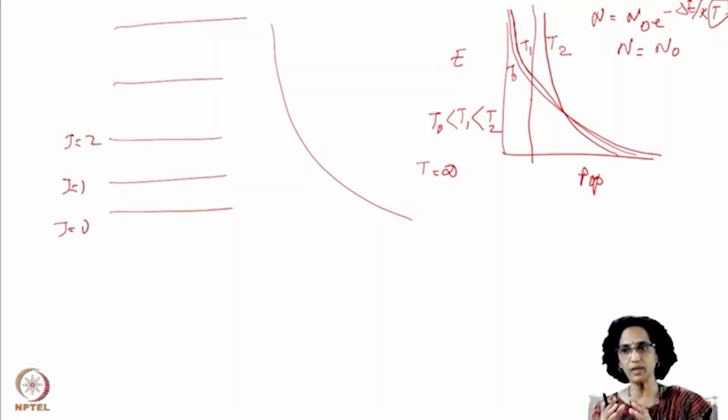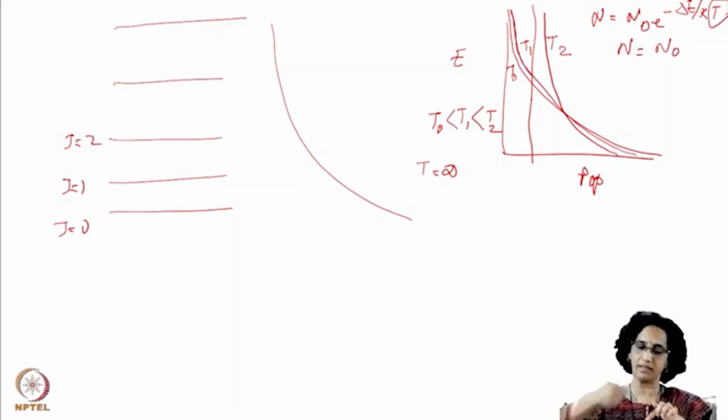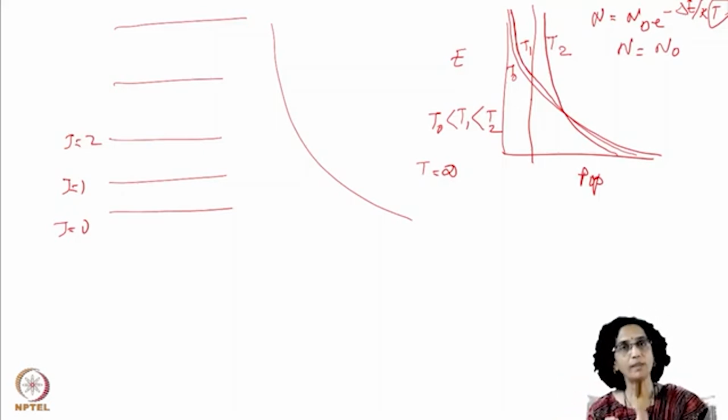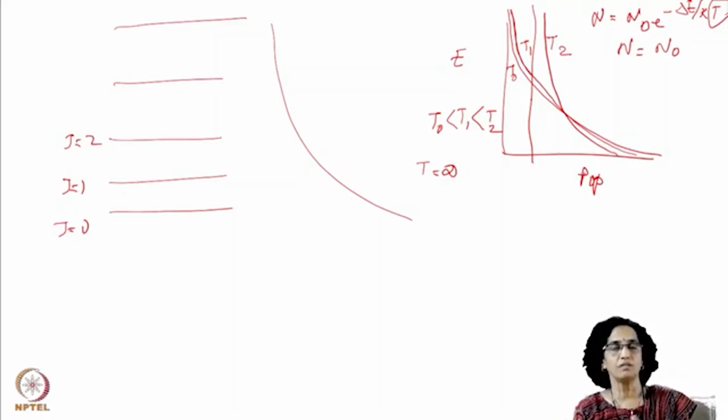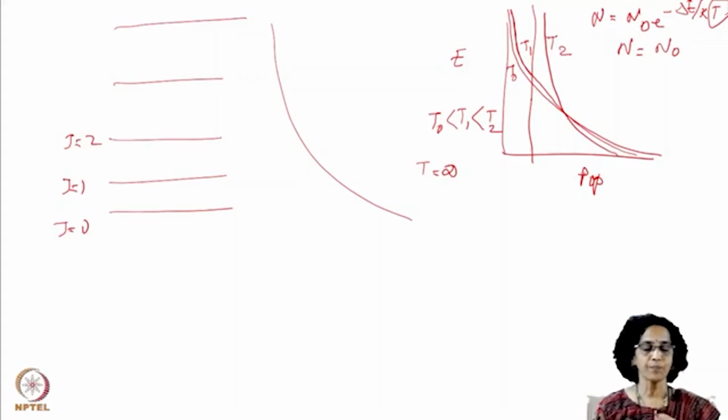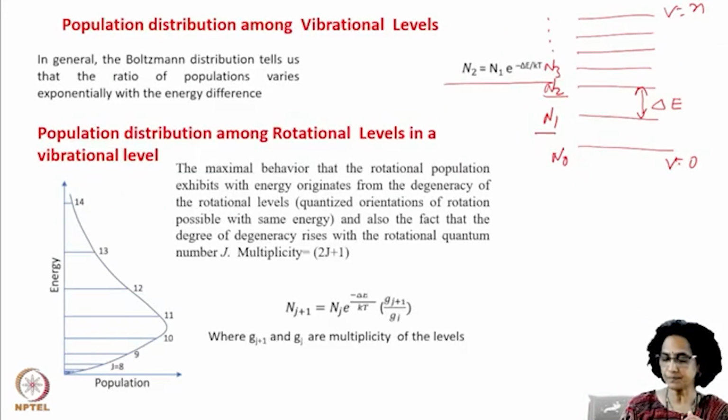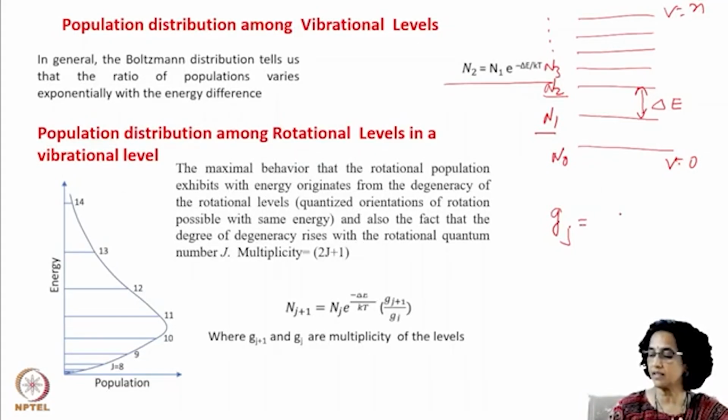The molecule can have different rotational axes and different planes of rotation. It can rotate in this direction, or this direction, or this direction. But are all the planes allowed? Because if that is so, then the multiplicity should become infinite for all J levels. It is not like that. The multiplicity g for a particular level J is 2J plus 1.